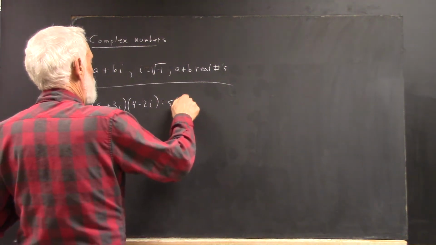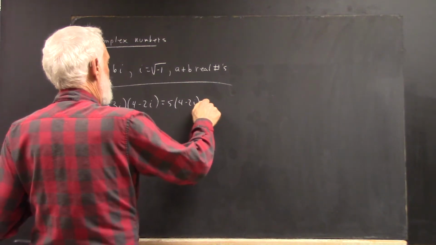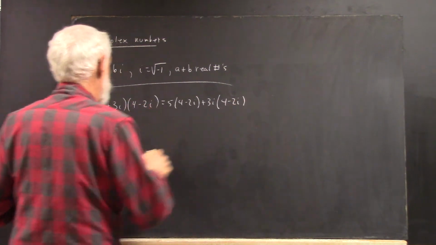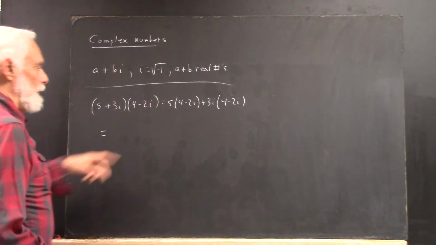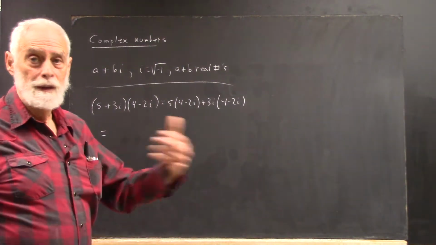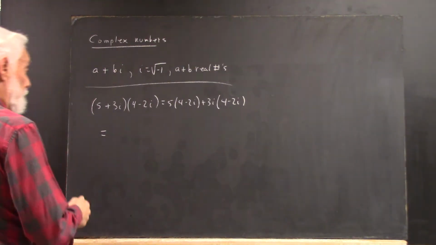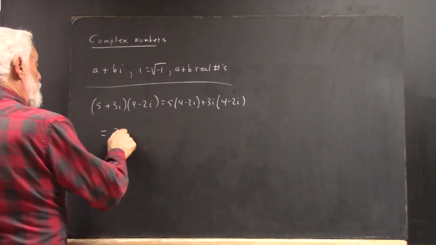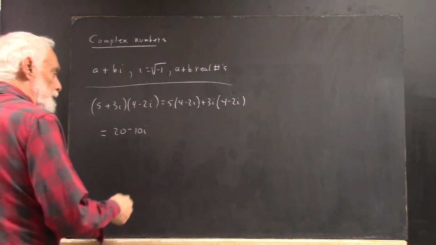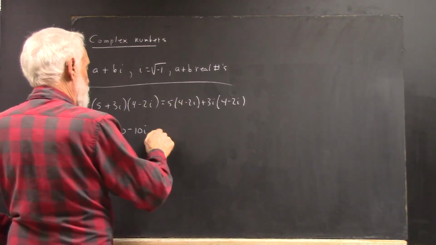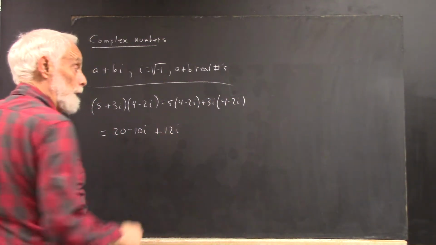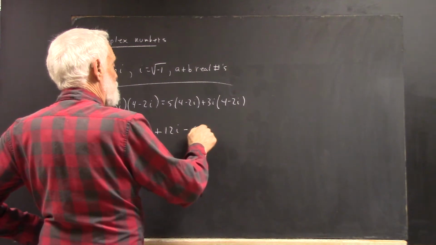It's 5 times (4 minus 2i) plus 3i times (4 minus 2i). And then we use the distributive law again, because that's how you multiply binomials or trinomials or multinomials, okay? So we have 5 times 4 is 20. 5 times negative 2 is negative 10, and you've got the i on that term. And then it's 3i times 4, which shouldn't surprise you, is 12i, minus 6i squared.